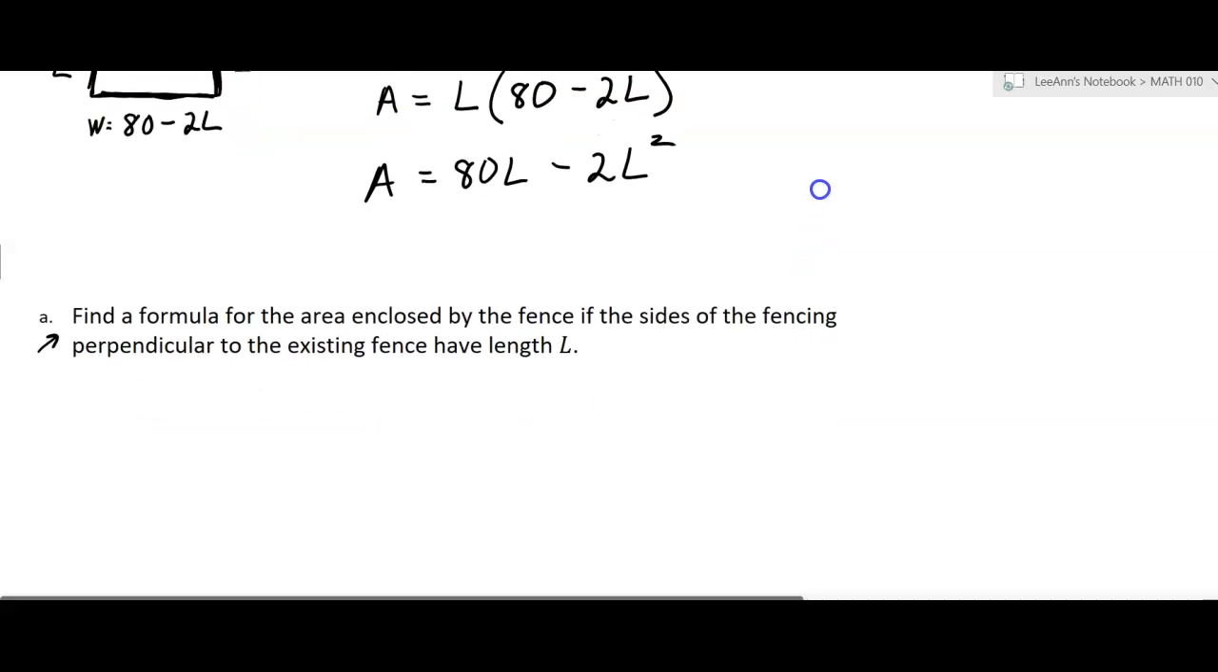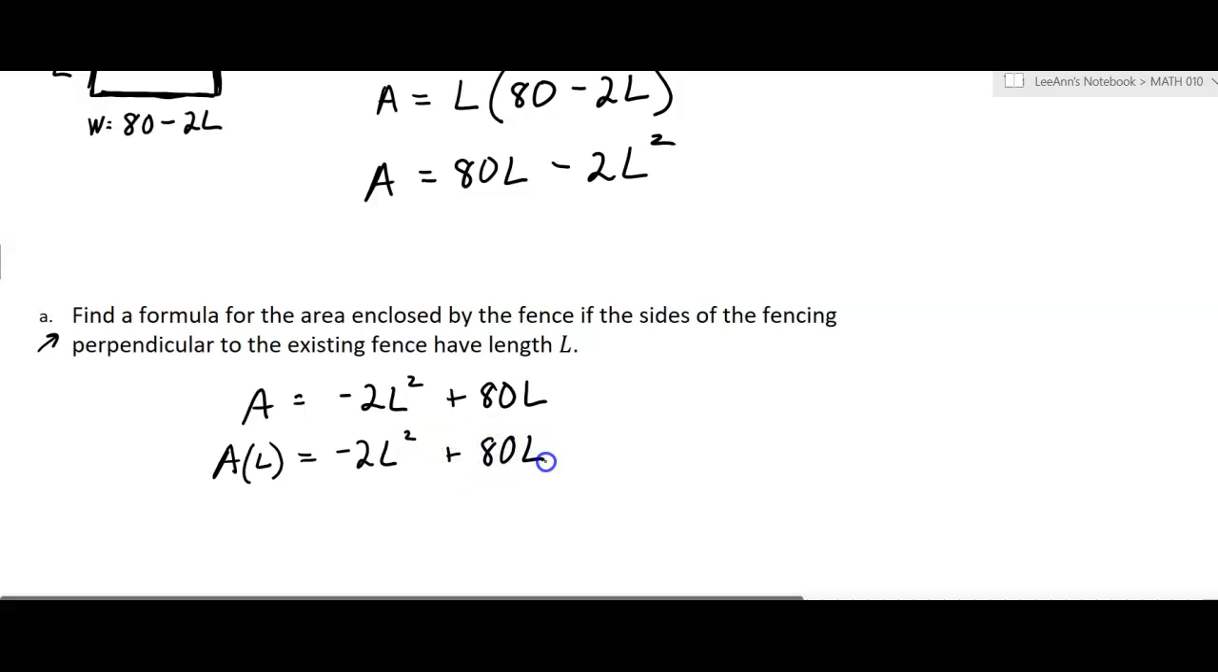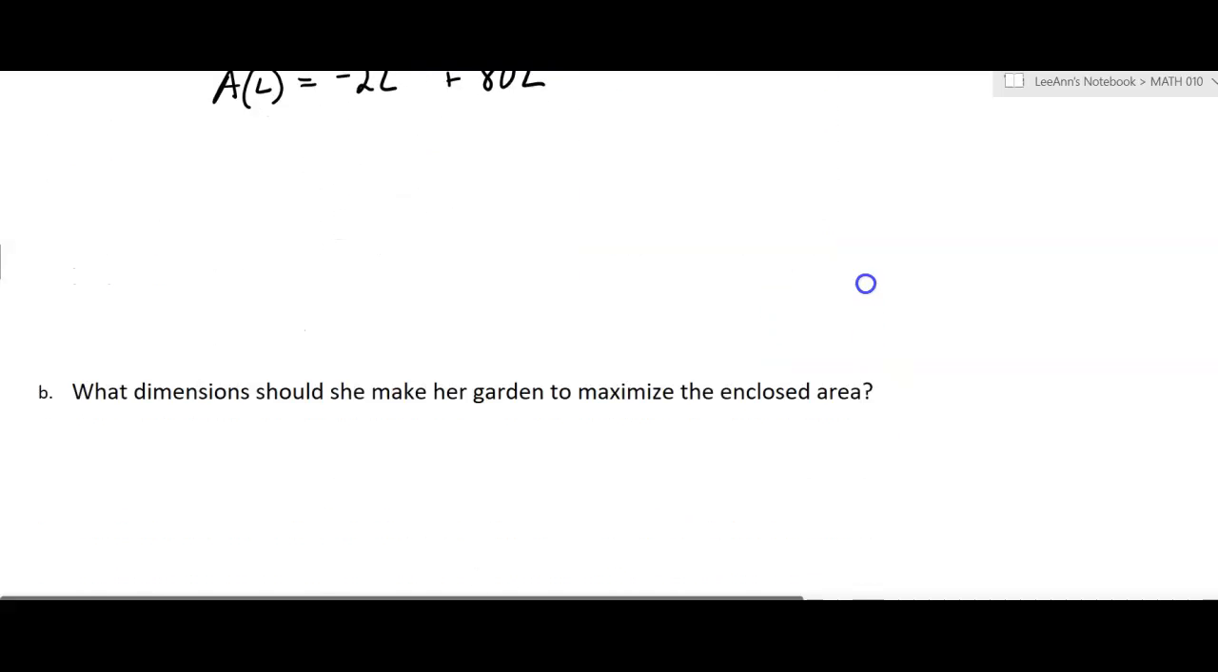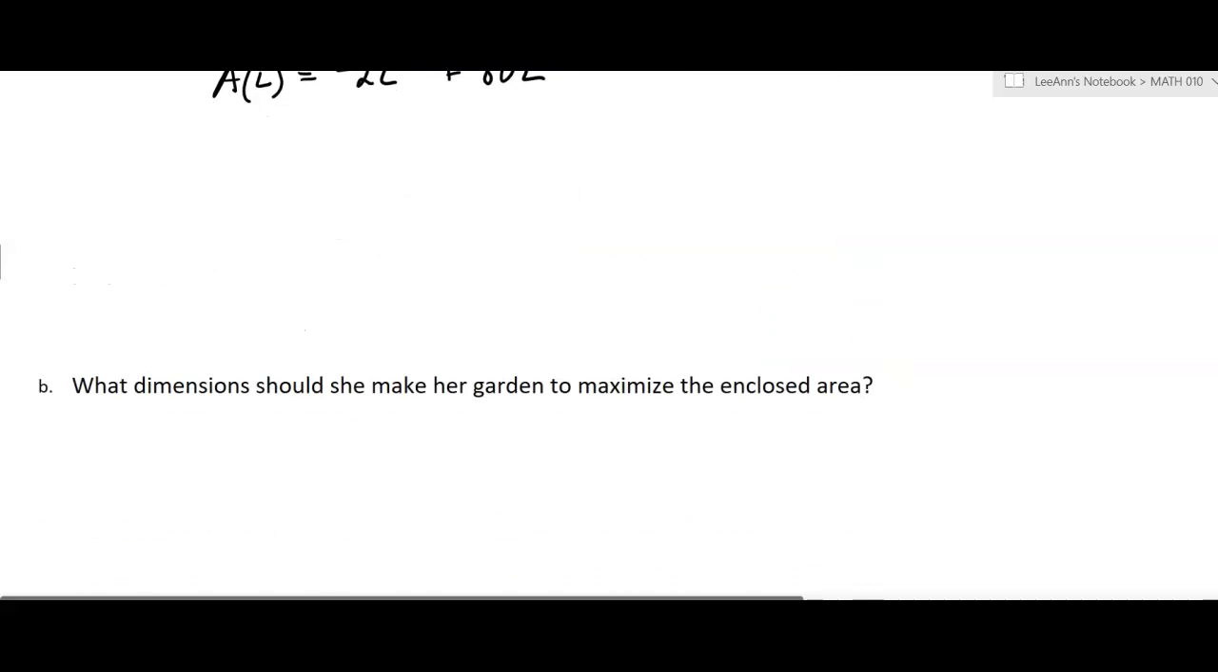Now we can put it in the general form. So let me go down here and write it again. I'm going to write it negative 2L squared plus 80L. That is going to be the formula for the area. And by the way, it doesn't look like a function. I should have written it this way. The L is what we're putting in, and then we're trying to maximize the area. Oh wait, I think that's part B. What dimensions should she make her garden to maximize the enclosed area?